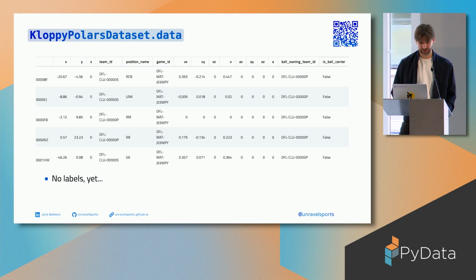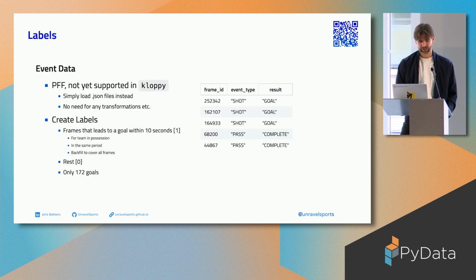We don't have any labels yet, so it's bring your own labels for this data set. This is all really easily done with the package, but labeling the data you have to do yourself. Luckily in this case, we have event data, and this event data tells us when a shot happened, in which frame, if it led to a goal or not, if there was a pass, and if the pass was complete.